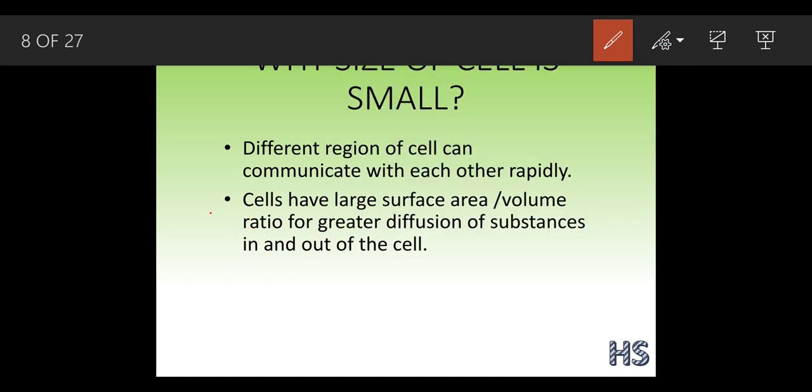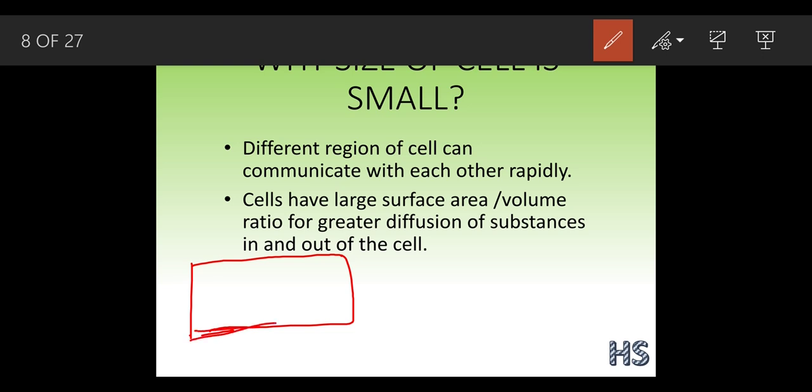Now, the second point is that the cell has a large surface area to volume ratio for greater diffusion of substances in and out of the cell. Let's understand. Suppose I take a loaf of bread. You have seen this loaf of bread. Suppose I have to bake this whole bread.